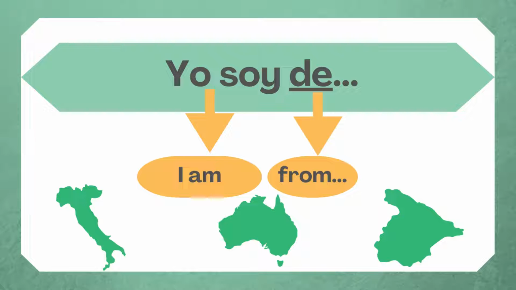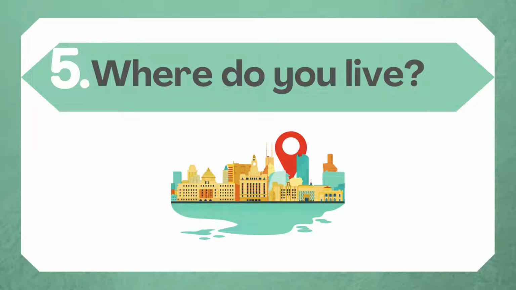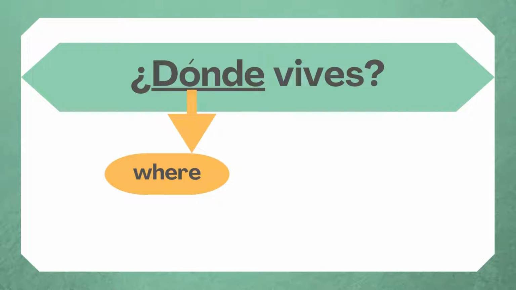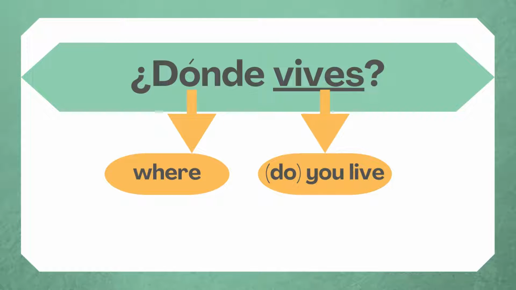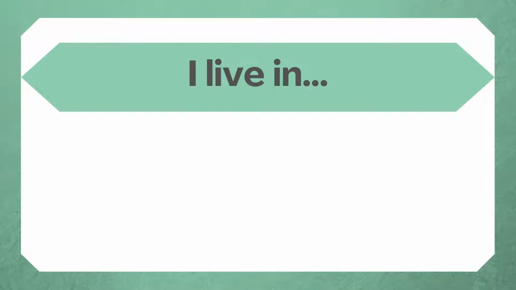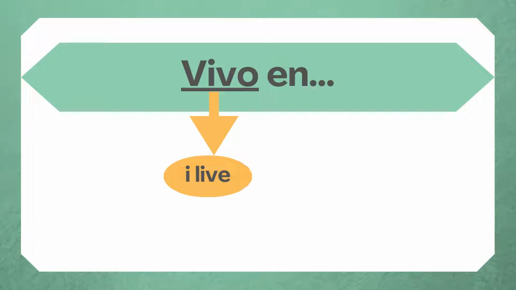But if you want to mention or ask for a city where somebody or you live, then you should ask this question. ¿Dónde vives? Where do you live? ¿Dónde? Meaning where. Vives? Meaning do you live? And if you talk politely to somebody, you have to say ¿Dónde vive? And the answer to that question would be I live in. Vivo en. Vivo, I live.